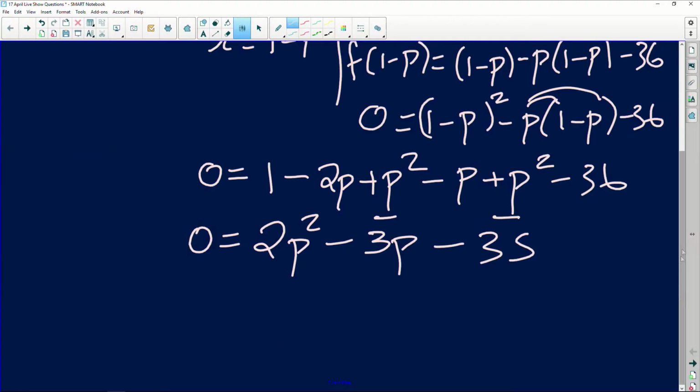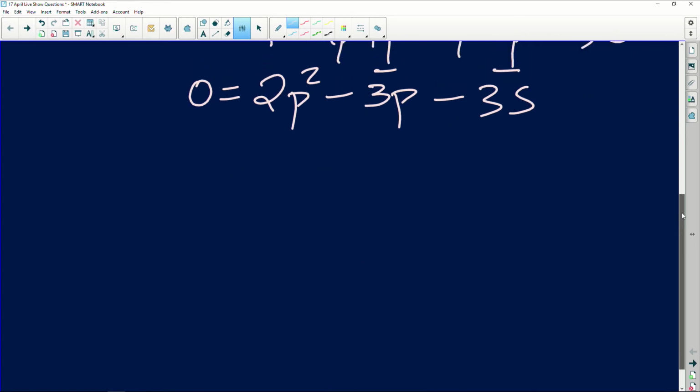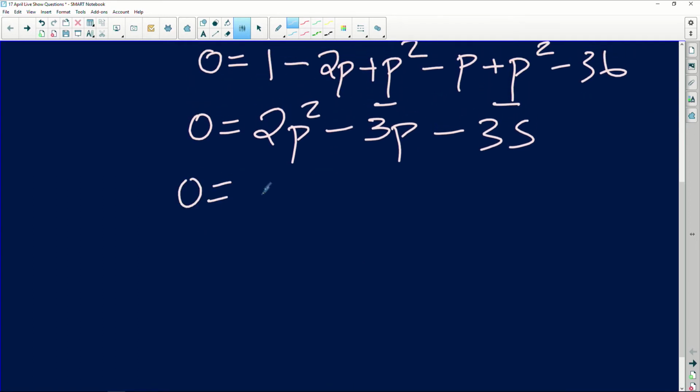So I'm gonna be quick and factorize this. Let's see what will happen from here. This is gonna say 0 equals, I will have 2p into 2p. Those are the factors of 2p squared. And now I'm looking for the factors of 35 that will help me to get the 3 that I have there in the middle.